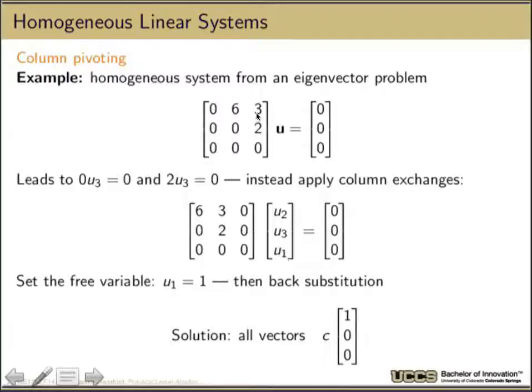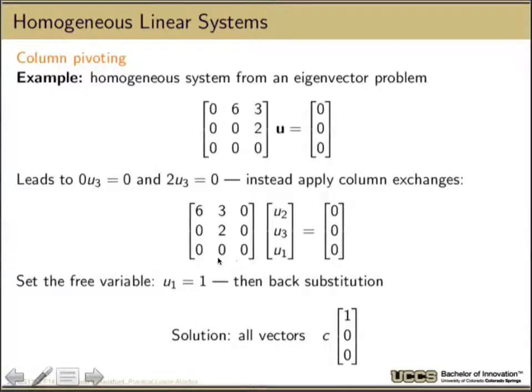Notice when I do column pivots, it's important to recognize that I've changed the order of variables. Because in this matrix, the fact that they're all zeros on the diagonal is just because I wrote them in the order u1, u2, u3. If I had written them in the order u2, u3, u1, I'd have this matrix. So here, when I do a column pivot, I have to reorder the variables, which means I have to be very careful when I go to do back substitution.